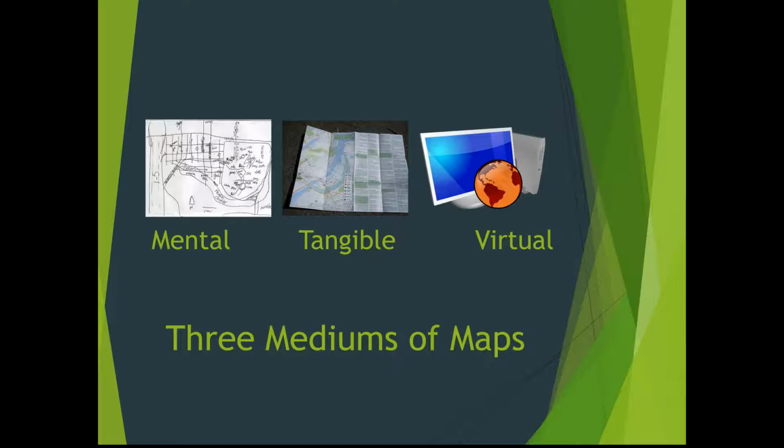So, in the field of GIS, tangible and virtual maps are the two most common mediums of maps. Now, when you're driving with your significant other to a concert, it might be based off a mental map because someone thinks they're too good to use Google Maps. But hey, that's just life.